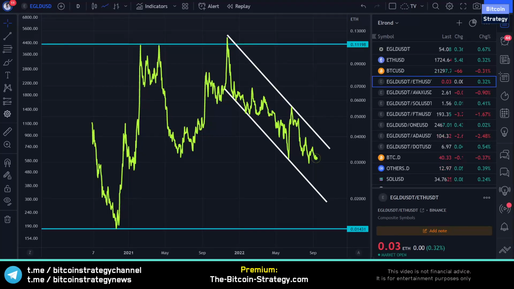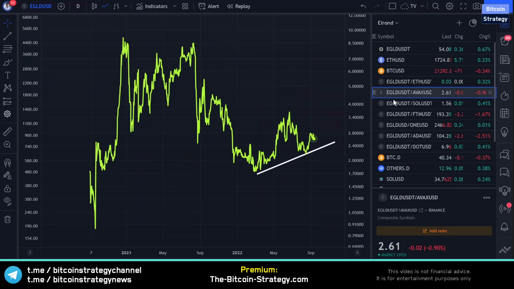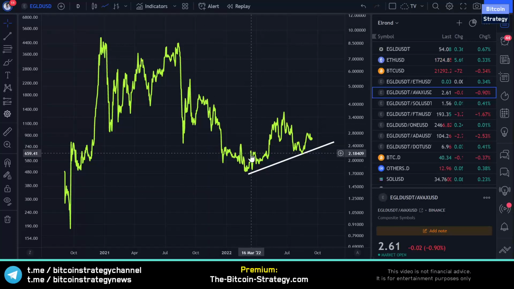If you're just simply trying to allocate to a smart contract competitor, to a layer 1 competitor, and you're wondering what to choose, maybe instead of looking at something like Ethereum that has all the hype around the merge, maybe it makes more sense, or maybe it's more fair to actually compare this, for example, to Avalanche. And this is Elrond versus Avalanche. It's outperforming. Now, why is that?